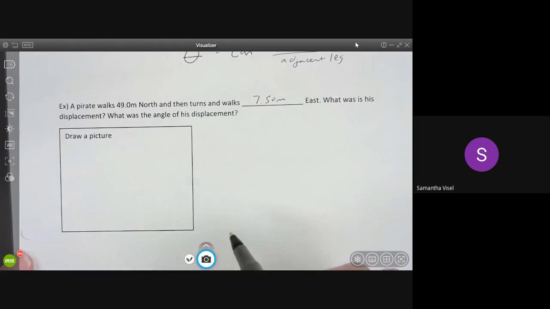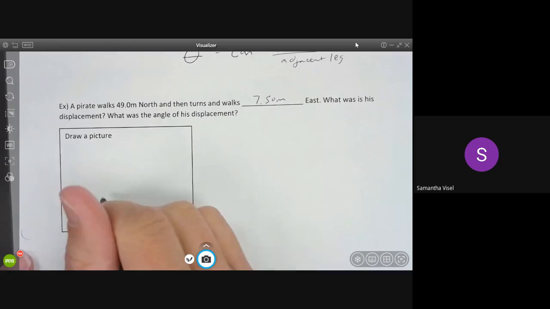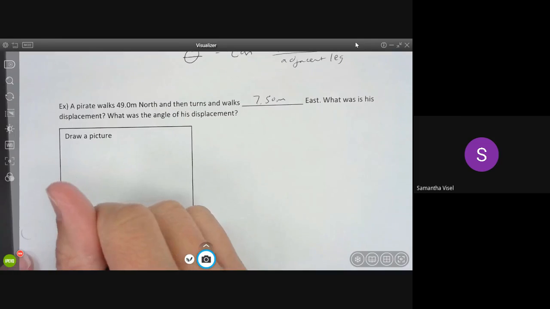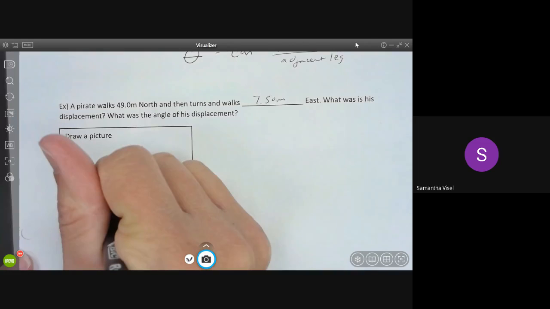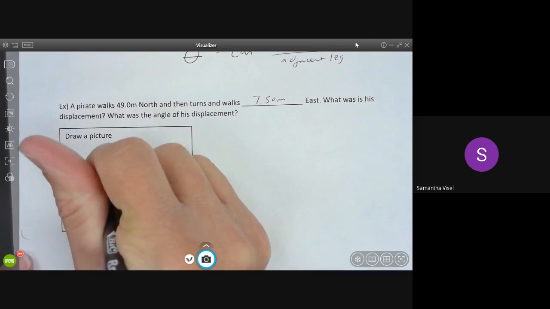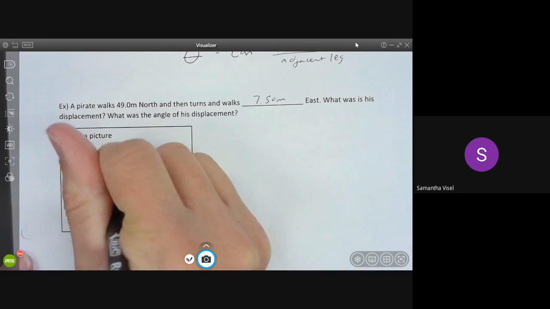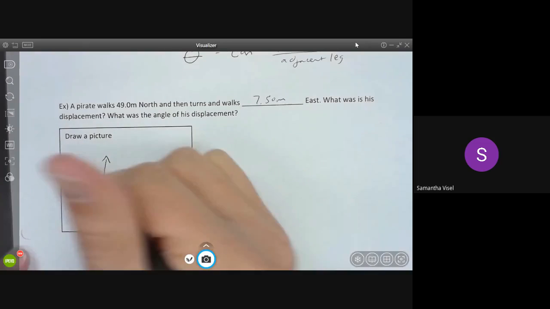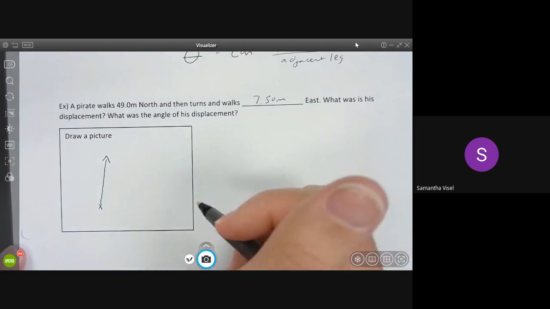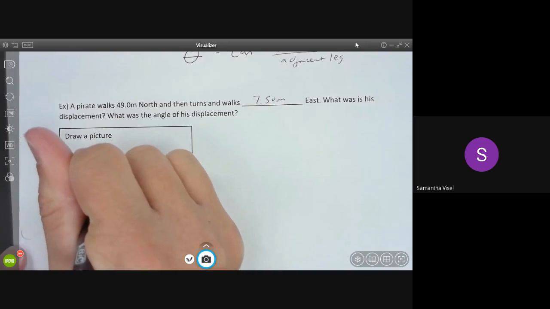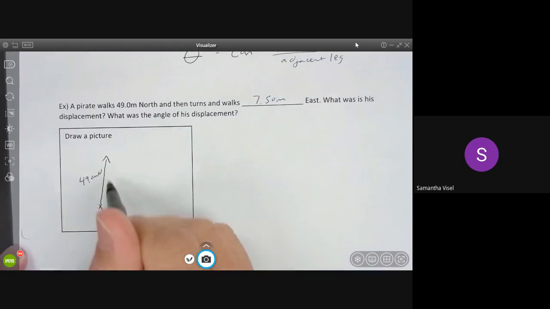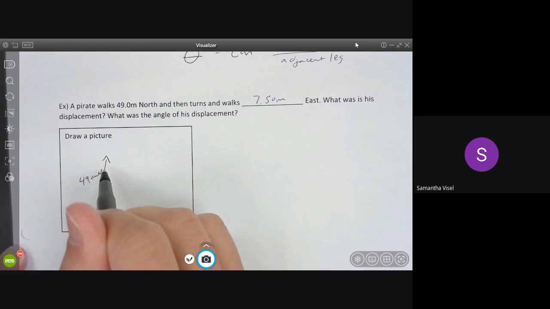So we have these little picture boxes for this unit. I'm going to pick a place for my pirate to start. So let's say here. He goes 49 meters north first, so I'm going to draw an arrow pointing up for north. Sorry, that's a little crooked, just where I'm sitting. So 49.0 meters north, and then he turns and walks 7.5 meters east.